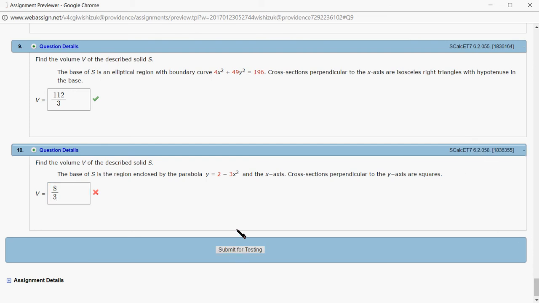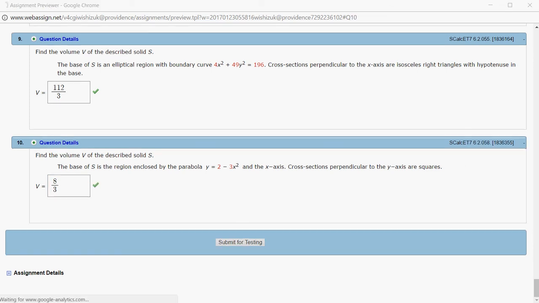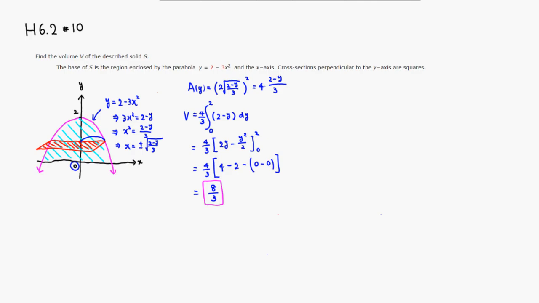Let's submit for testing. Alright, it came back and looks like we got this one correctly. That's it. I hope that this was clear.